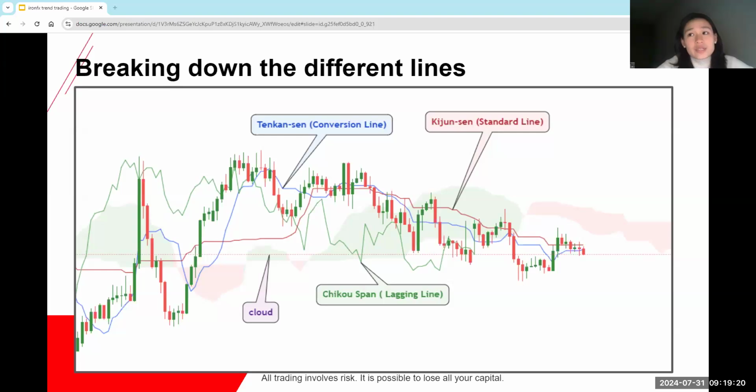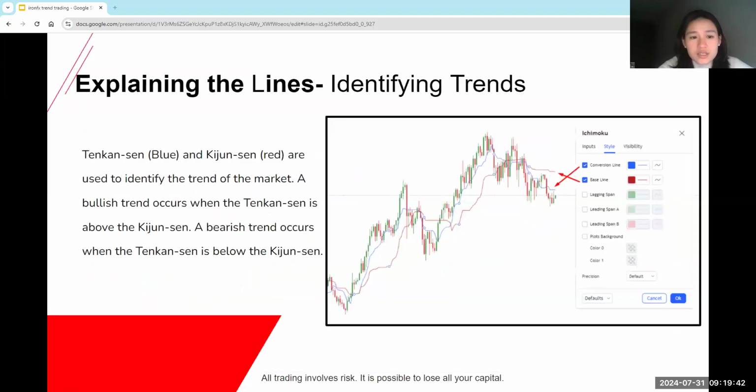Then we have the Senkou span A and B. Both of these are the average of the Tenkan-sen and Kijun-sen plotted 26 periods and 52 periods ahead of the current time. Both of these are leading indicators of the trend. Okay, so let's explain the lines a little bit.